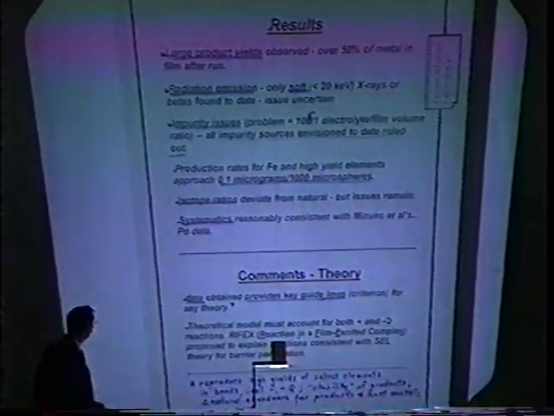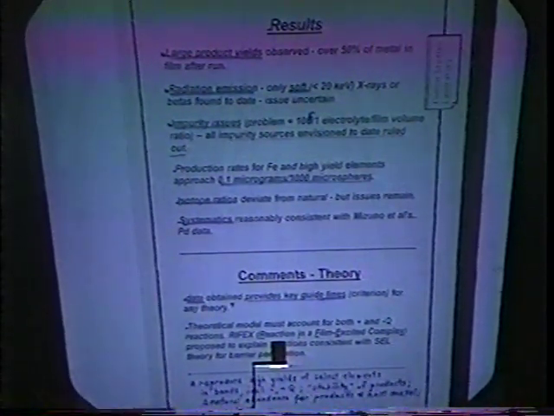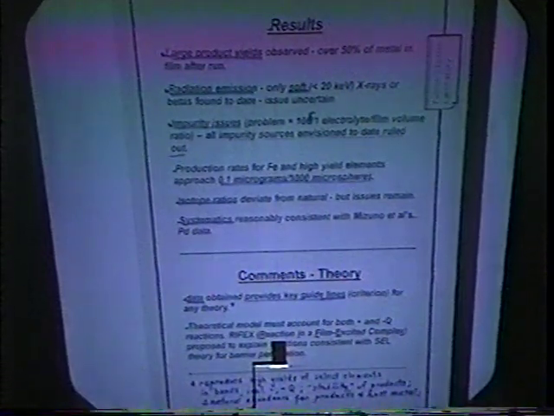So concluding, these results show quite large, surprisingly large yield. Radiation emission is surprisingly small. Purity issues: any purity source we can envision has been ruled out. Product rates, we're talking about tens of micrograms per 1,000 microspheres and so on. Isotope ratios deviate from natural. This requires more study though. I'll be showing some comparisons in a minute.